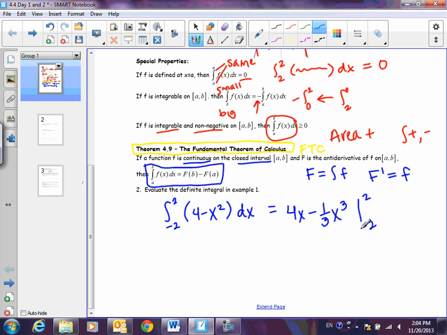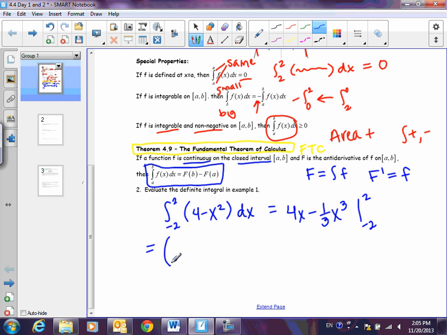I do want you to write this. Draw a line, and then I want you to put your endpoints there as well, your interval numbers. Because what this says is I've done the antiderivative. Now I've got to actually plug it in. In other words, I got to plug 2 in. Then I got to subtract, minus, plug negative 2 in. So let's see what this looks like.